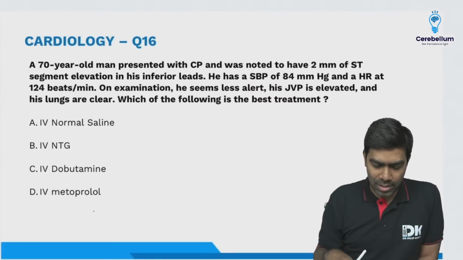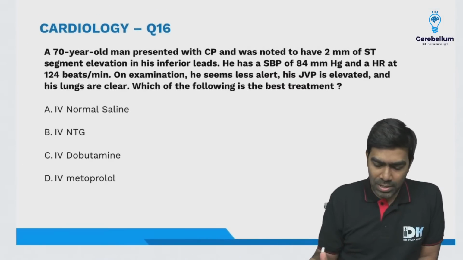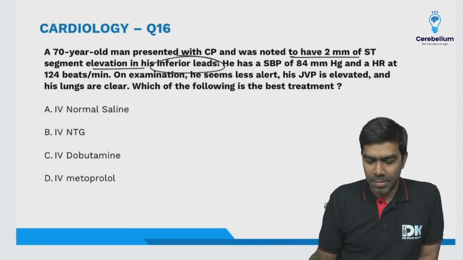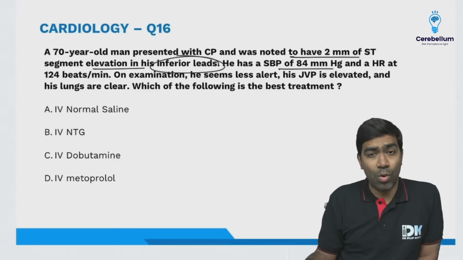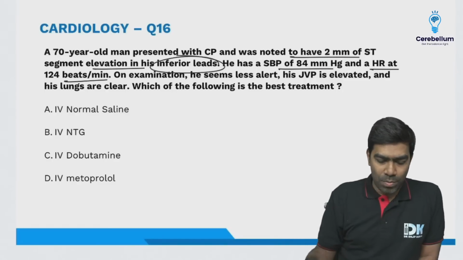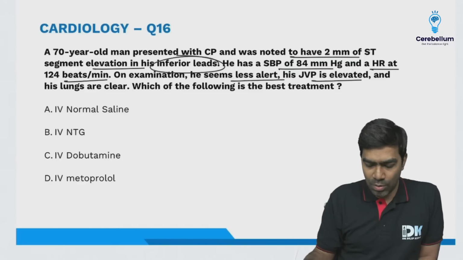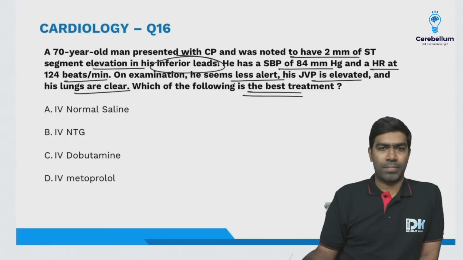Coming to question 16. A 70-year-old man presented with chest pain and has 2 mm of ST segment elevation in the inferior leads. His systolic BP is 84 millimeters of mercury and heart rate is 124 beats per minute. On examination, he seems less alert, which means he's a little drowsy, JVP is elevated, and lungs are clear. Which of the following is the best treatment?